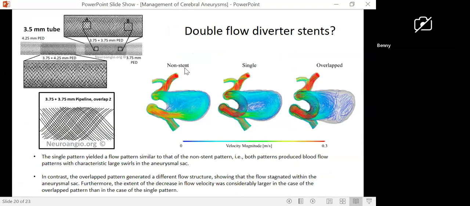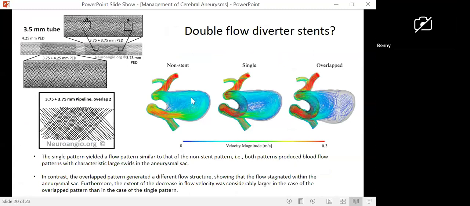Sometimes people will place two flow diverter stents. You can see here, there's one flow diverter stent here, and then there's the second flow diverter stent here and here. These are just models. And you can see that when you place two across the neck of an aneurysm, there's significantly more metal coverage across the neck of the aneurysm.